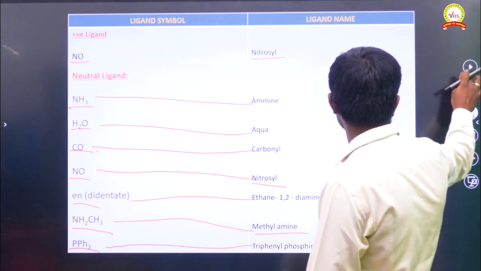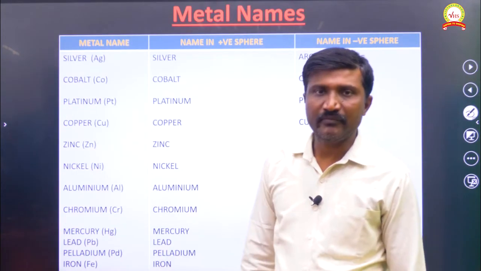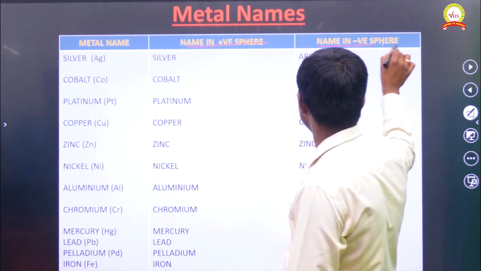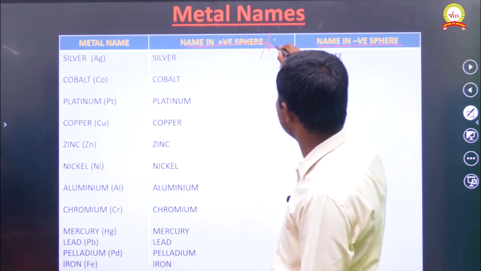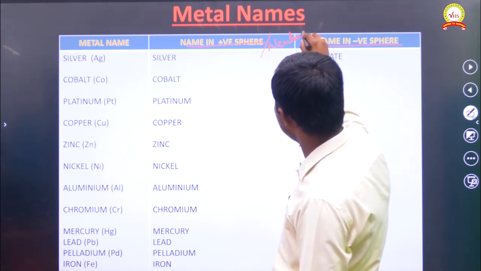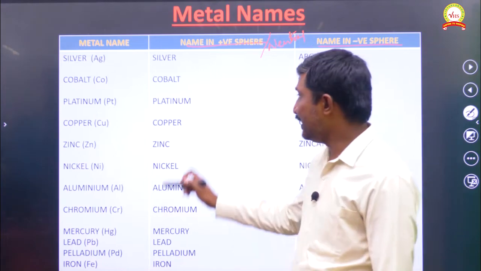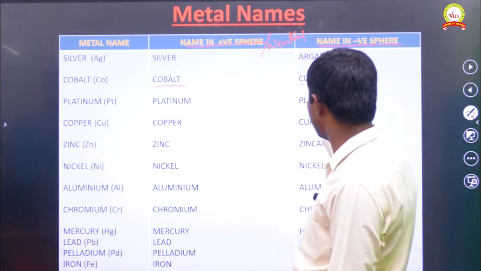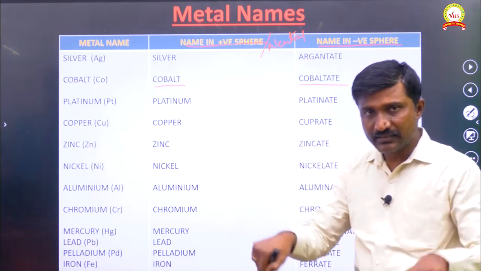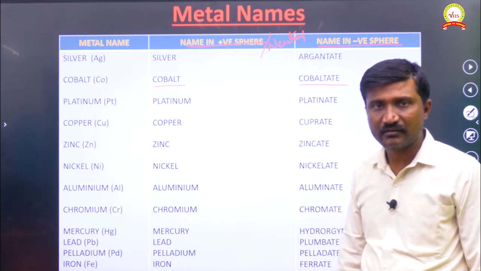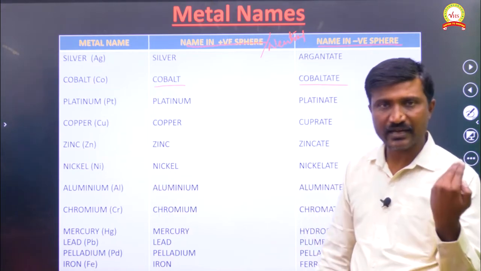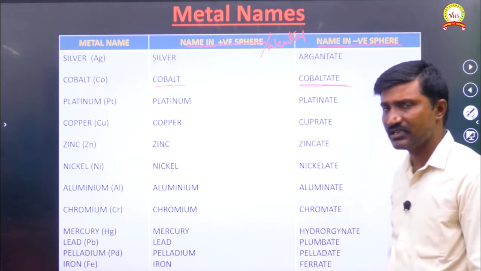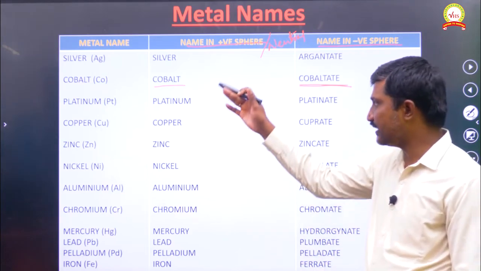Okay, right. Now, let us see how we give the metal name if it is present in the positive sphere or if it is present in the negative sphere. Here positive sphere, or we can also take neutral sphere. In the positive sphere, if cobalt is present, then we write the usual name, cobalt. But if the same cobalt is in the negative sphere, meaning the counter ions come on the left side and the square bracket comes on the right side in the formula, then we have to write cobaltate. Okay, like this we write the name.